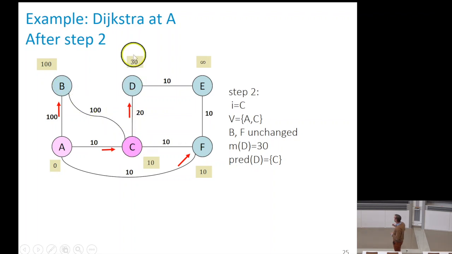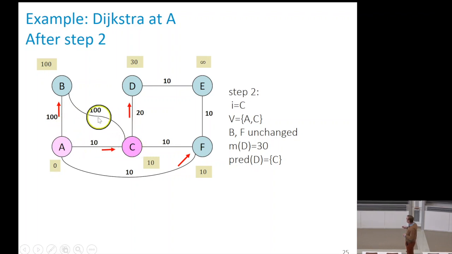From C to D, the distance was infinite, and now I know a distance of 10 plus 20, which is 30. So 10 is the distance of C, plus 20, that gives 30. So for D, we know something better. And for F, we can also do the update. We find 10 plus 10, which is 20, but I had something better before, which was 10, so there is no update. So I've updated the estimates of the distances.